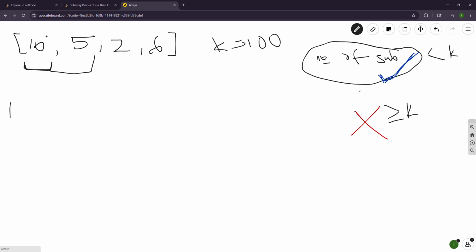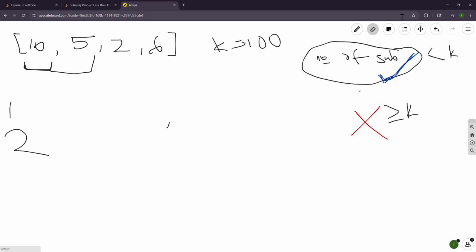Let me explain it like this. One subarray is 10, 5, and its length is 2. Its multiplication is going to give us less than k. If we only take 5, it's also going to give us less than k. So 50 is less than k, 5 is also less than k. So this is another subarray, valid because it's less than 100, and the length of this is 2.